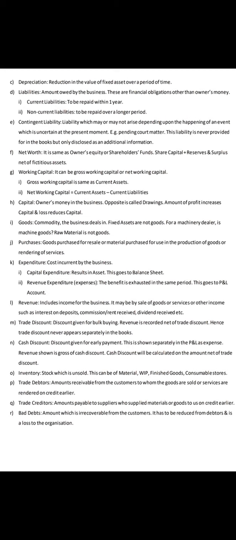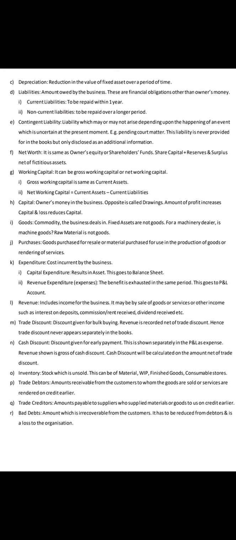Goods are the purchases of resale material or purchases for use in the production of goods or for rendering of services. Expenditure is cost incurred by the business, which might be capital or revenue. Capital expenditure results in assets and goes to the balance sheet. On the other hand, revenue expenditure is just for the period and goes to the profit and loss account.